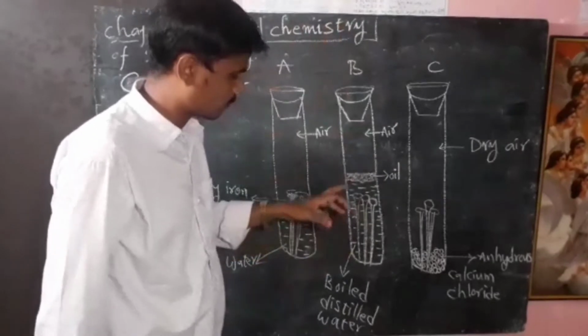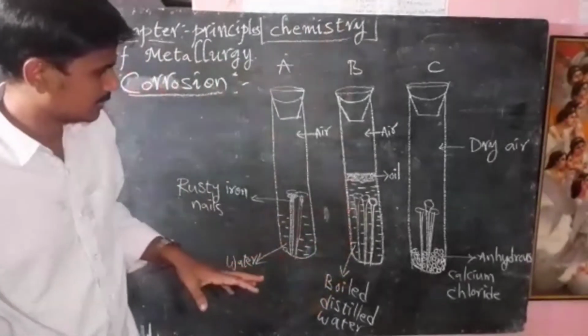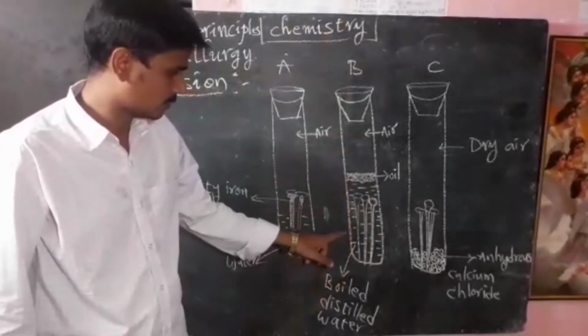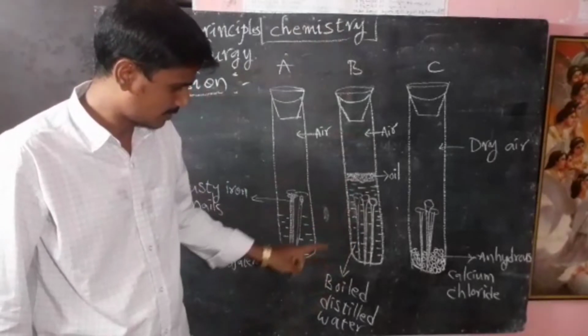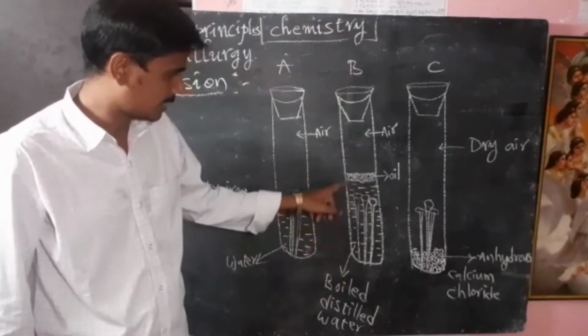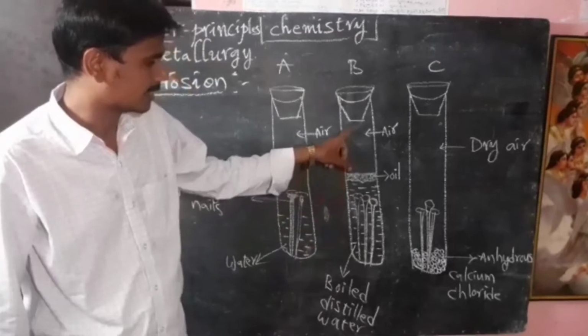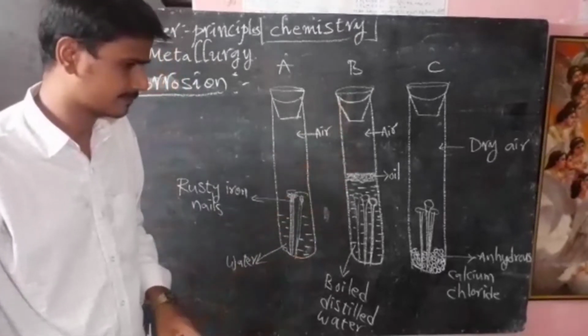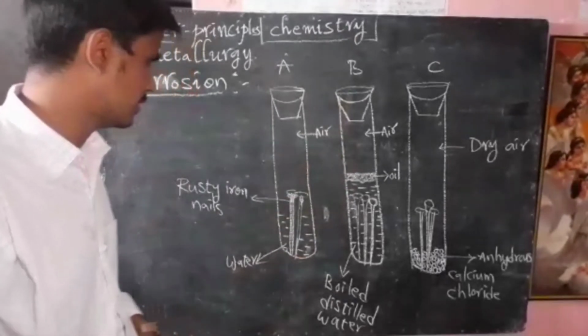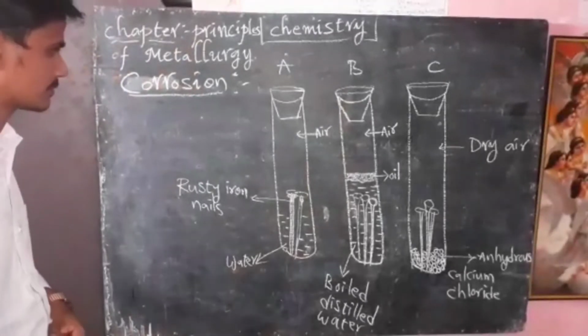So 3 things we have to observe. This one is boiled distilled water, this one is oil, and the remaining gap is air. So these 3 are present.